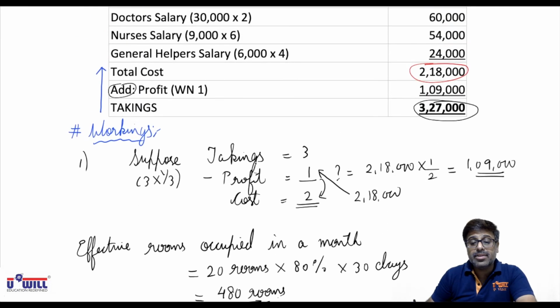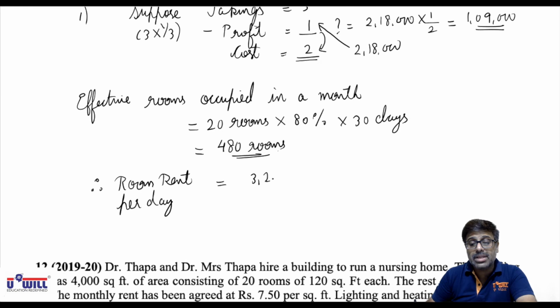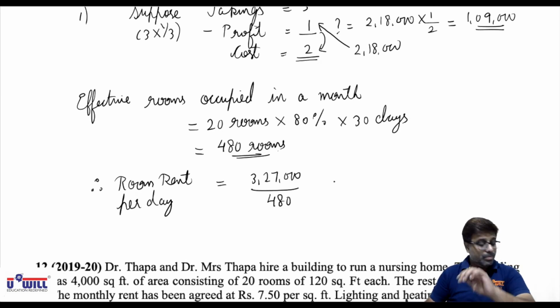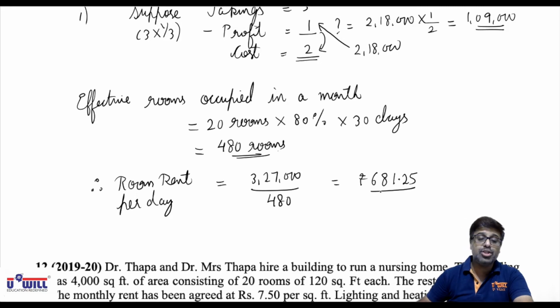We have to recover 3,27,000 rupees from 480 rooms. So I'll have to do 3,27,000 divided by 480 rooms. That comes to rupees 681.25, which is the room rent to be charged per day.